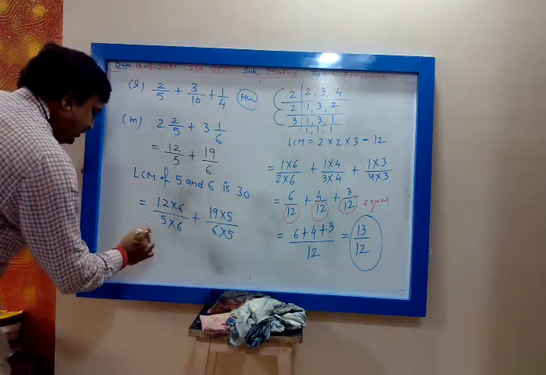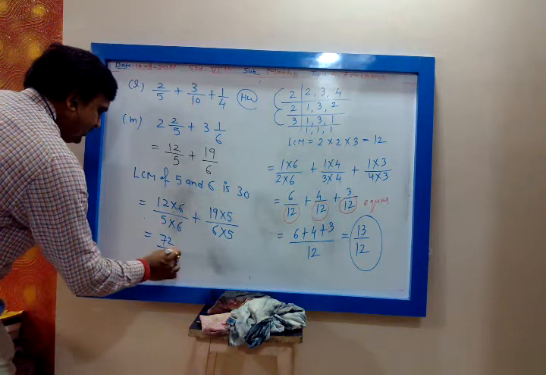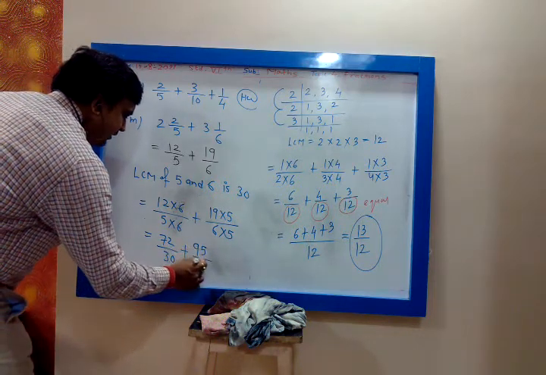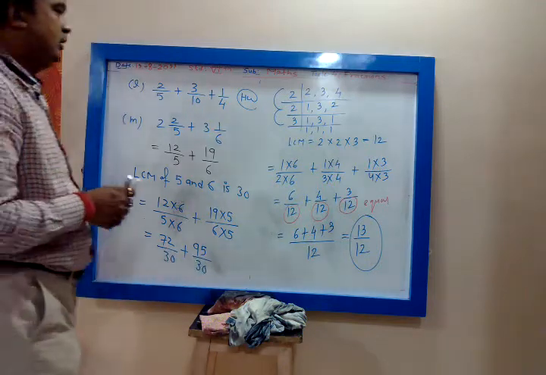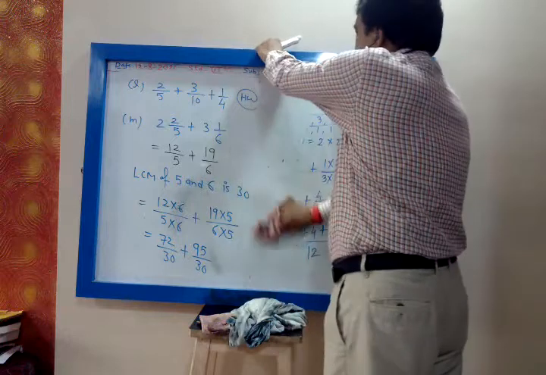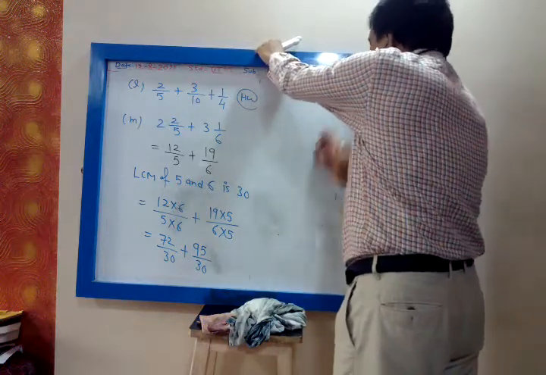12 6s are 72. 72 upon 30. 95 upon 30. Yes. Do not disturb, my dear. So very much patiently you have to attend the period.